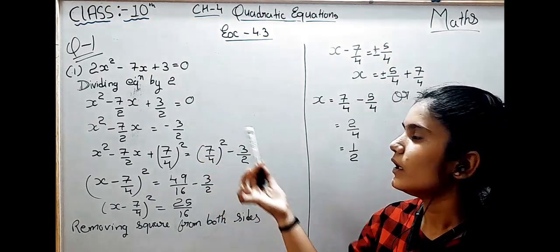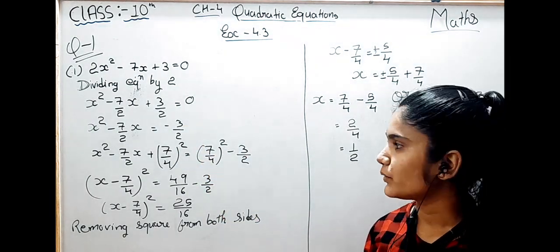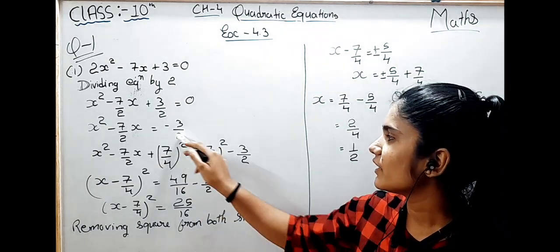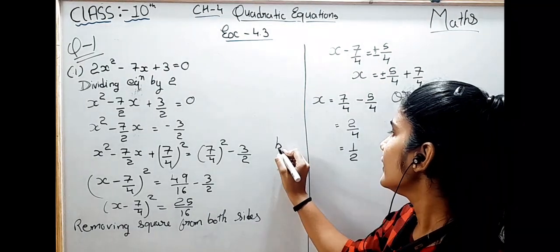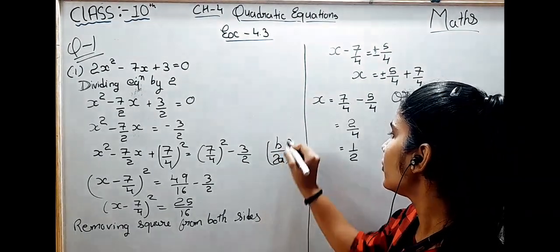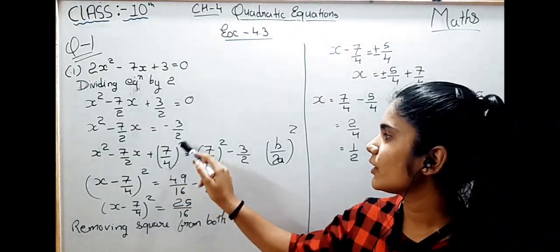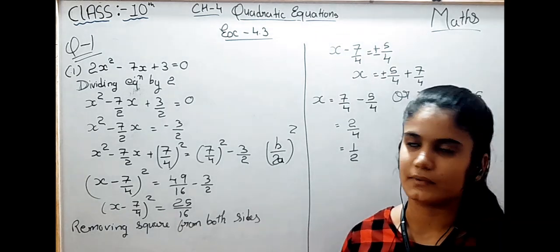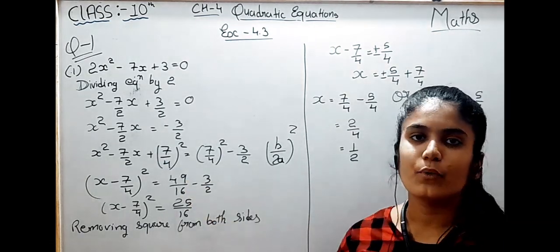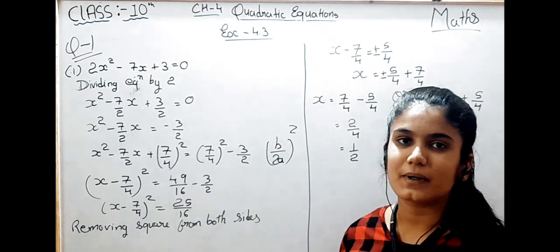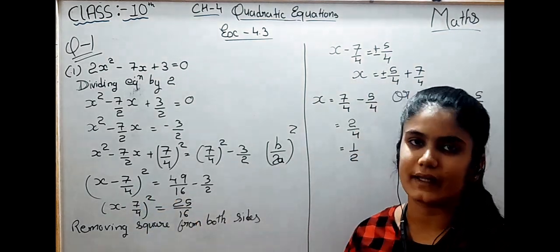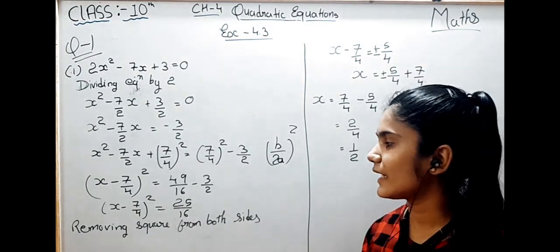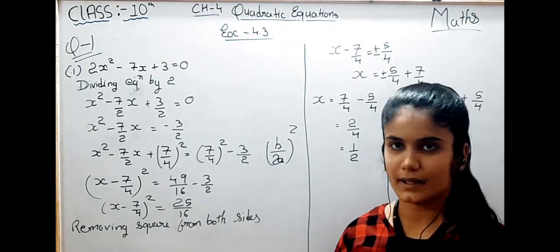Taking 3 by 2 on the other side, it becomes negative. And we get the third term by b upon 2a whole square. By doing this, we get 7 upon 4 whole square as the third term. And adding it to both the sides, it gives us a perfect square equation. x minus 7 by 4 whole square is equal to 49 upon 16 minus 3 by 2.